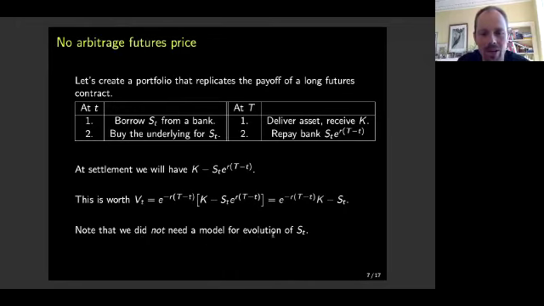But one thing that we didn't need to do is to have a model for how the underlying asset behaves. We didn't need anything complicated, no trees, no stochastic differential equations. The no arbitrage argument would work no matter what the underlying does. So that's futures price from no arbitrage argument.